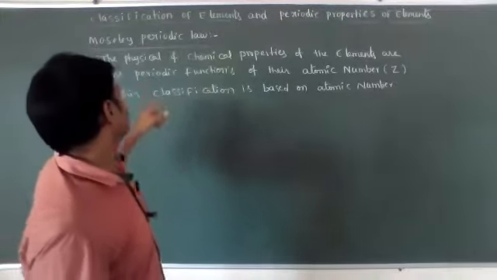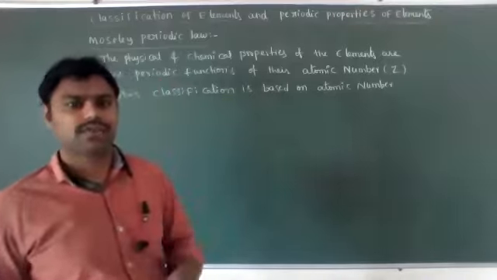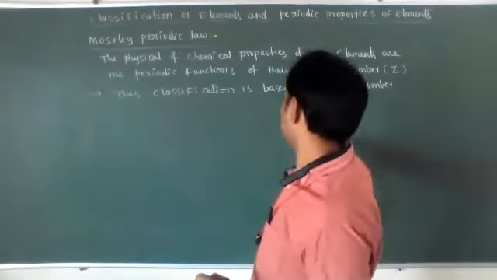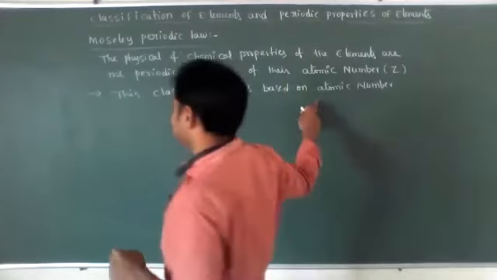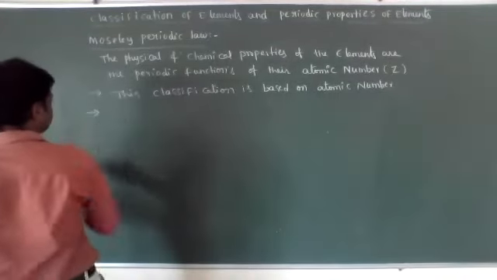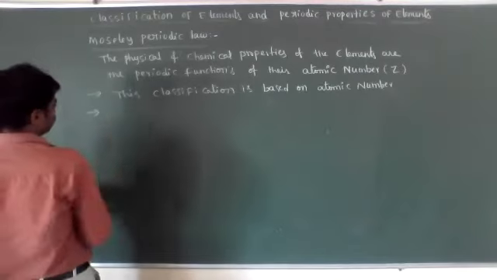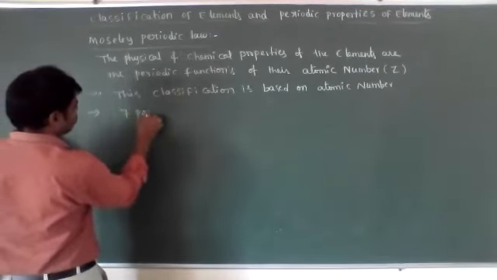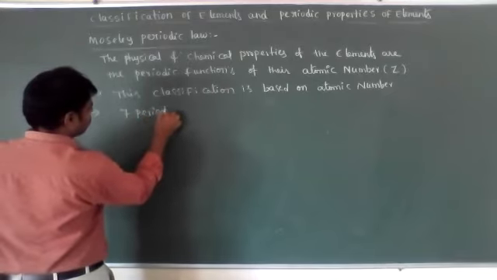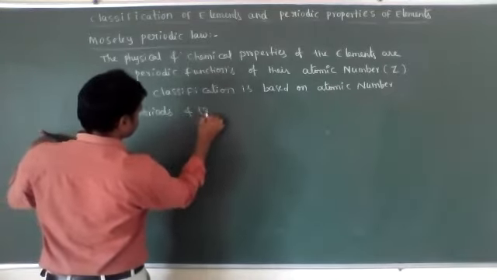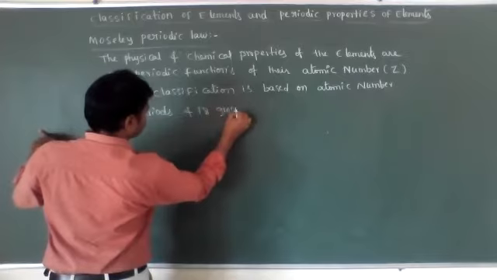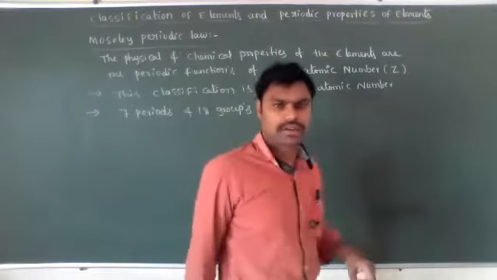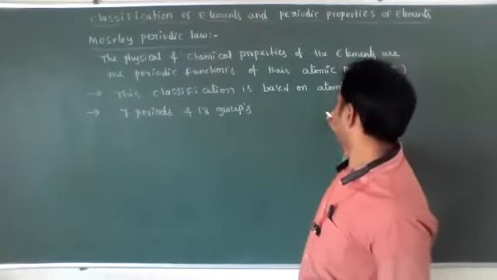That's why Moseley successfully classified all the elements based on their atomic numbers. He arranged the elements into 7 periods and 18 groups. Okay, Moseley has classified the elements.